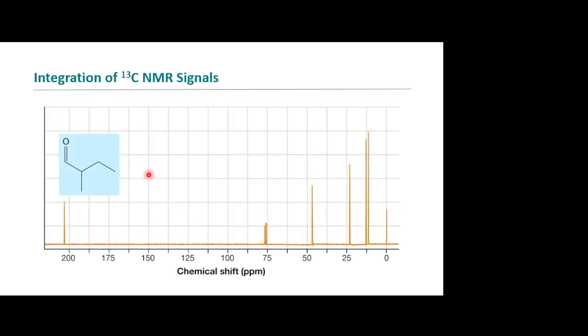Okay, so let's go ahead and look at some of these integrations of these C13 NMR signals. So we go ahead and look at the C13 NMR, and what we see here is we have some chemically distinct carbons, right? Which one is going to be the one that goes way far out? Very high shift.